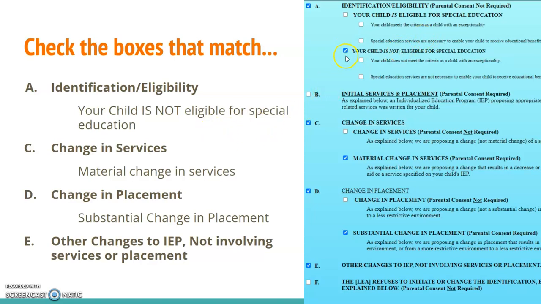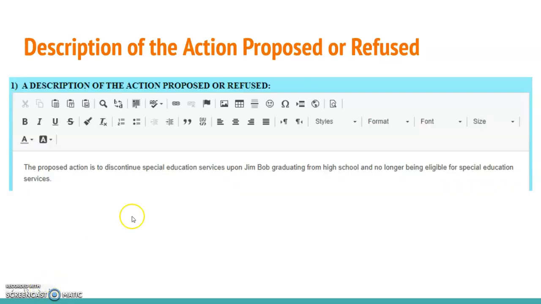So we need to indicate that the child is not eligible for special education, that there is a change in services, a material change, and a substantial change in placement, and that there are other changes not involving services or placement. And then in the boxes below, you can copy and paste the text. Just obviously change the student's name to the student you are working with.